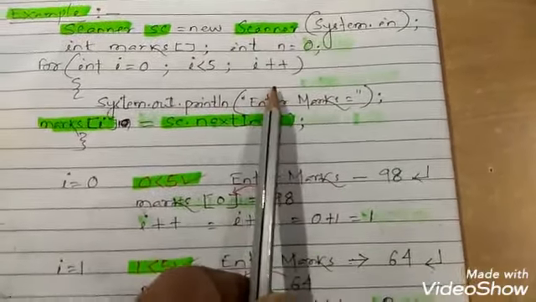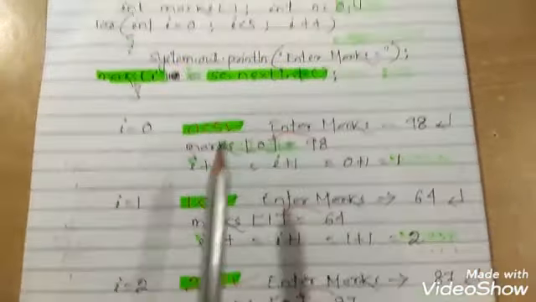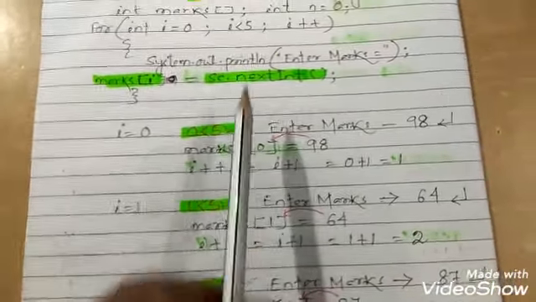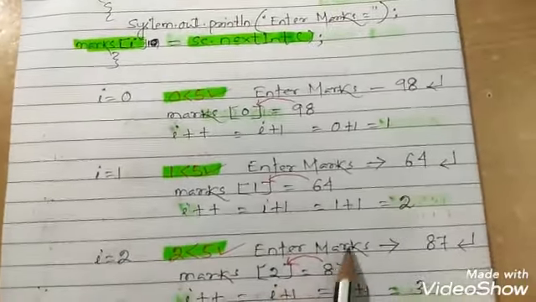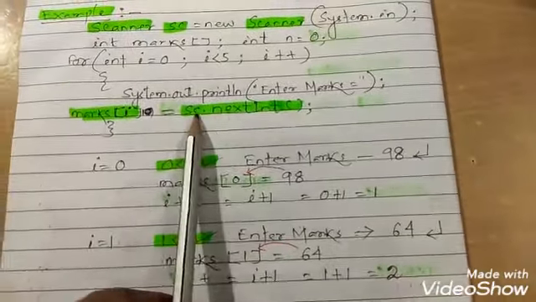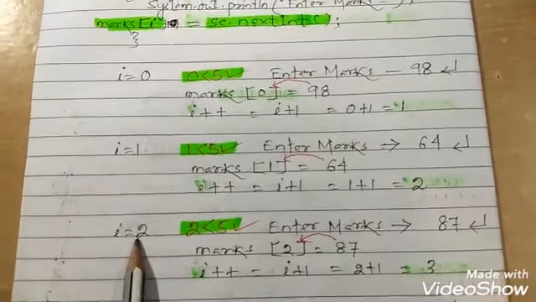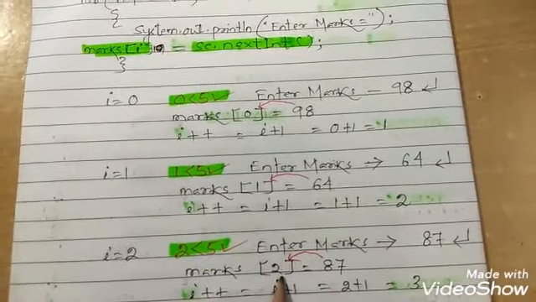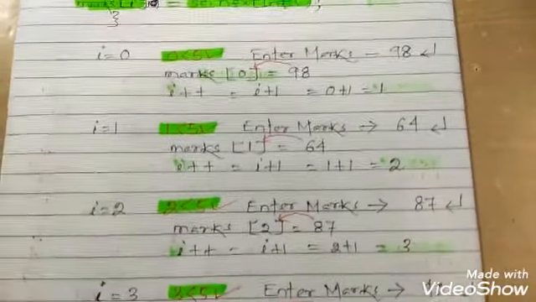Then i++, i's value will increase to 2. Okay, then i will be 2. Is 2 less than 5? Yes, 2 is less than 5, then again it will get inside the body. What is here? Enter marks. For example, you have entered 87. That 87 will be read here and will be stored in the i's place. What is the i's value? i was 2. So in 2's index, 87 will be stored, and after that i's value will increase.